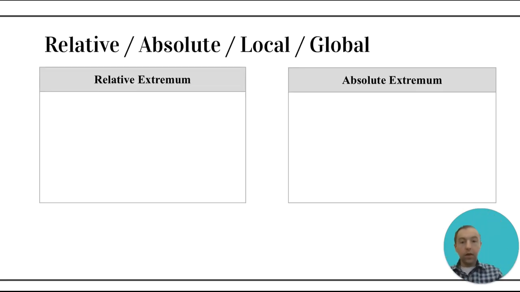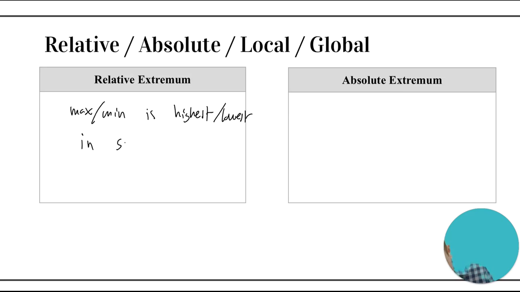Okay, so let me actually take the time now and talk about what it means for an extremum point to be a relative extremum or absolute extremum. A relative extremum just means that it needs to be a max or a min that is the highest or the lowest, respectively, in some open interval of the domain of that graph.